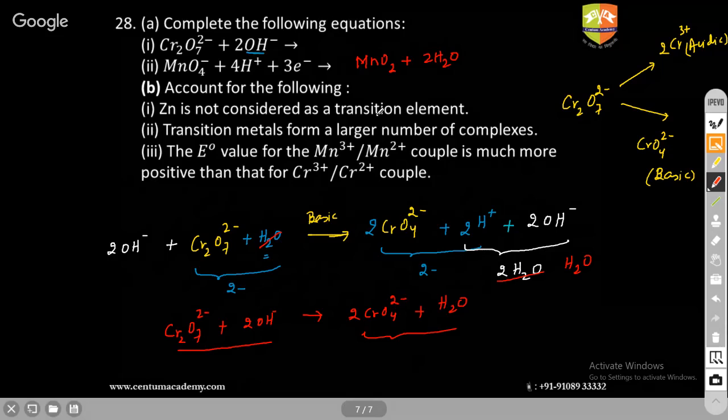Yeah, right. High nuclear charge and availability of d orbitals. Correct. That's why it forms complexes.